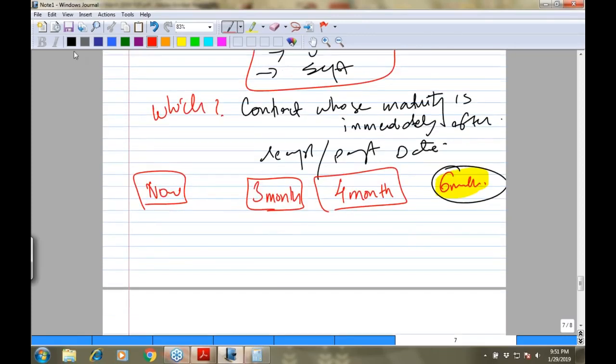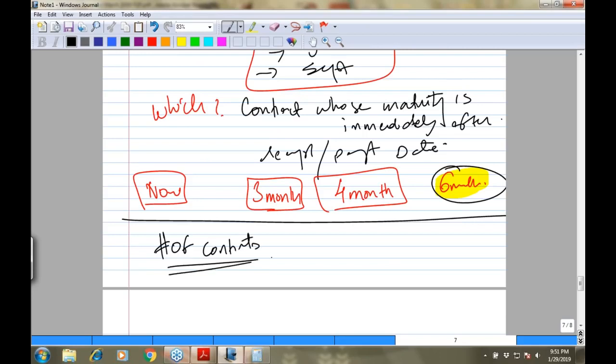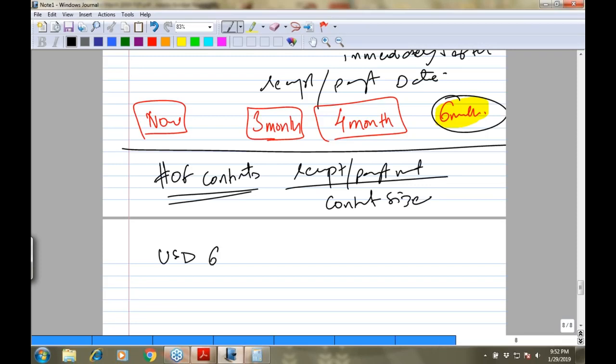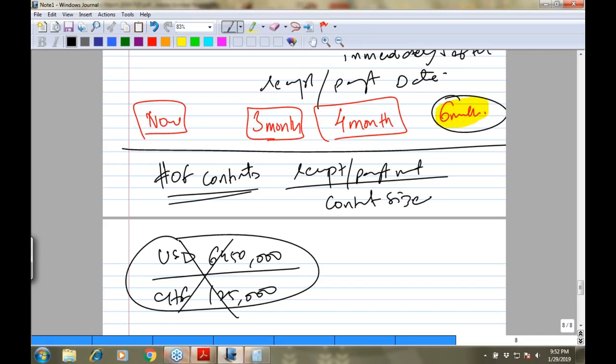So the next step for the futures contract is the number of contracts. Now, generally speaking, how do we establish the number of contracts? We say the receipt or the payment amount is divided by the contract size. Now, over here, the problem that we have is our receipt is USD 6,450,000, and the contracts are actually in 125,000 Swiss francs. So if our receipt is USD 6.45 million and the contract is in CHF 125,000, then we cannot actually divide these. So what do we need to do?